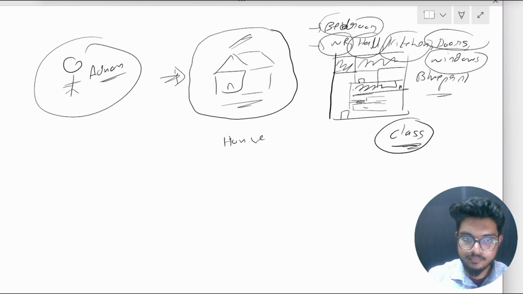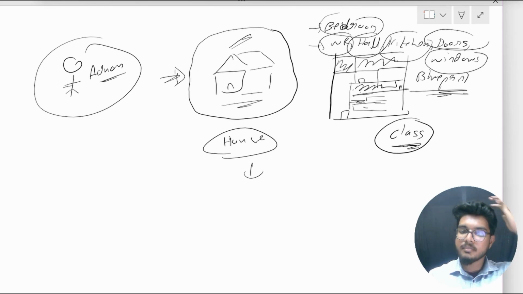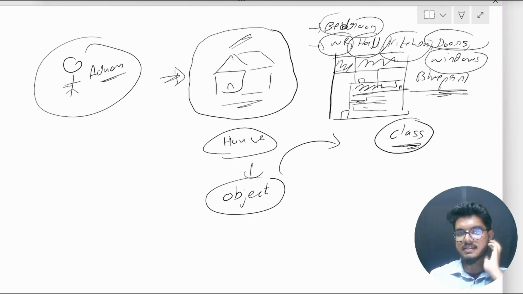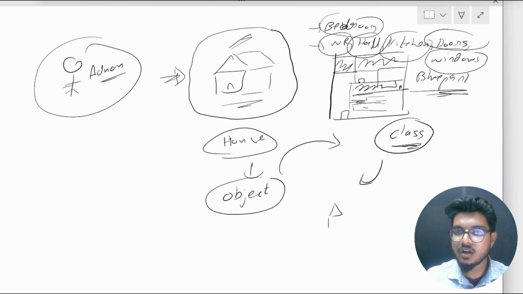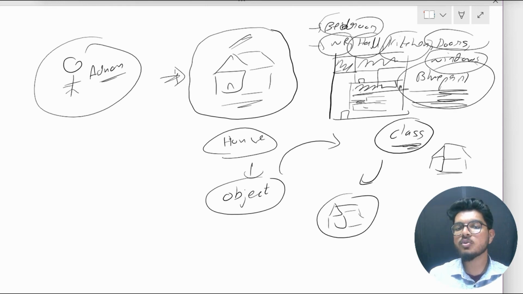Similarly, once I have this blueprint ready, I can directly build my house. This house is an object which is created from the class. Now from the same class I can create multiple houses. As simple as that. Once I have the blueprint, then directly I can create multiple houses.